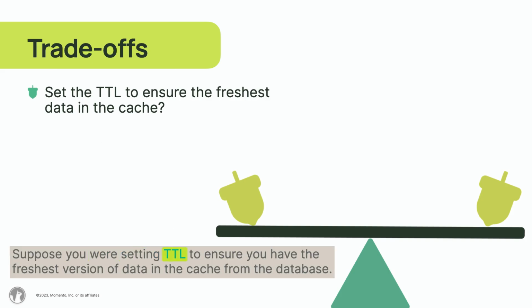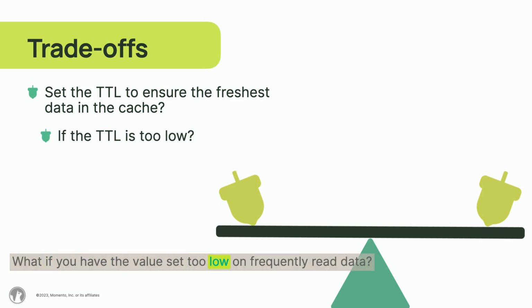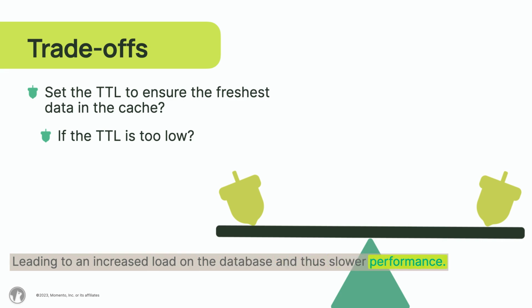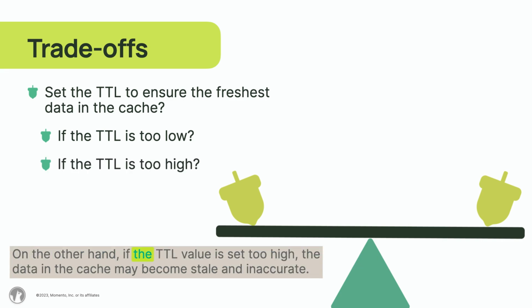Suppose you are setting TTL to ensure you have the freshest version of data in the cache from the database. What if you have the value set too low on frequently read data? In that case, the cache will be frequently refreshed by the app, leading to an increased load on the database and thus slower performance. On the other hand, if the TTL value is set too high, the data in the cache may become stale and inaccurate.